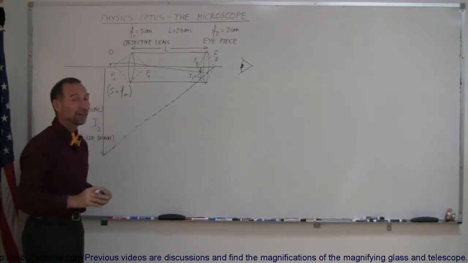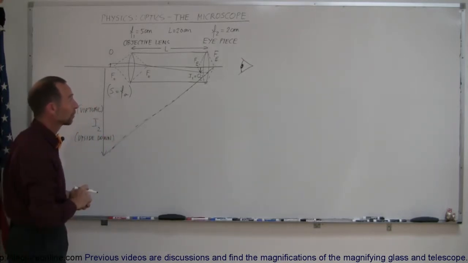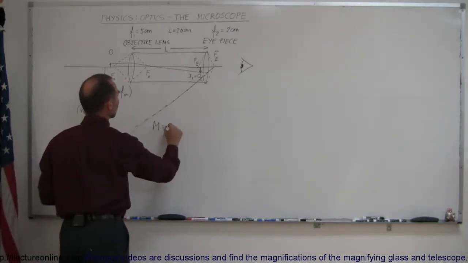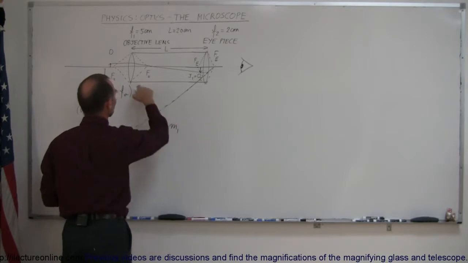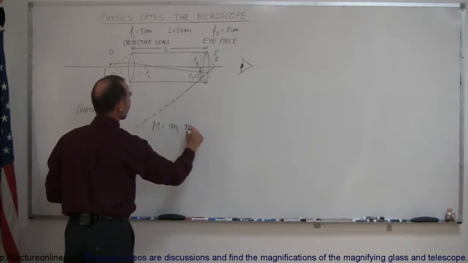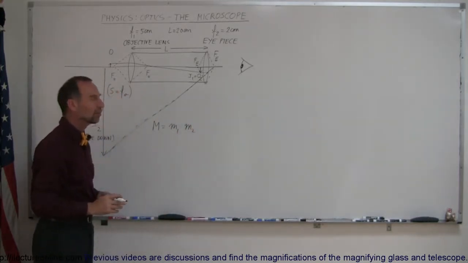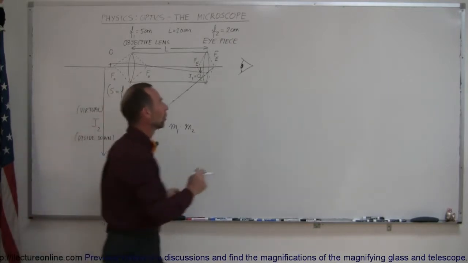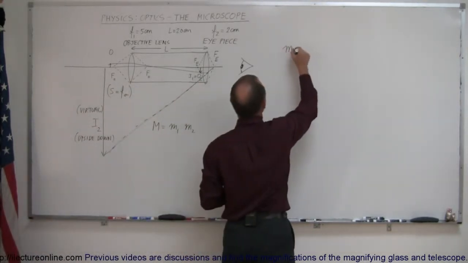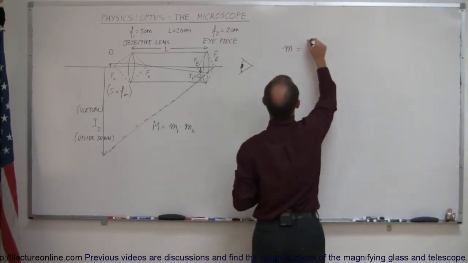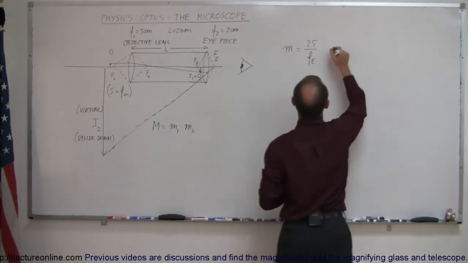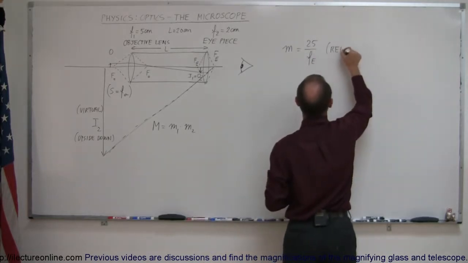Okay, now, how do we find the magnification of this microscope? Well, first of all, we have two lenses. That means the total magnification is simply going to be the product of the magnification of the first lens times the magnification of the second lens. Now, since the second lens acts like a magnifying glass, let's attack that one first. We already know that the magnification of a magnifying glass is equal to 25 centimeters divided by the focal length of the eyepiece, if we use relaxed vision.